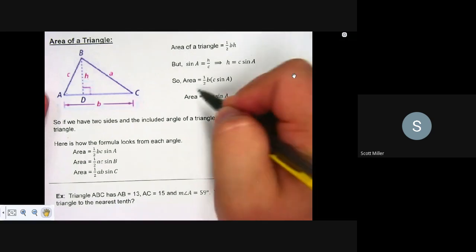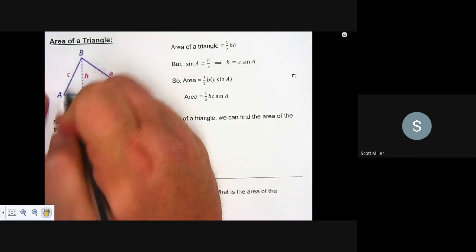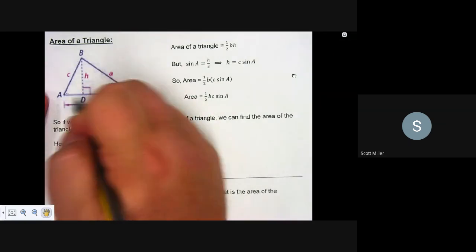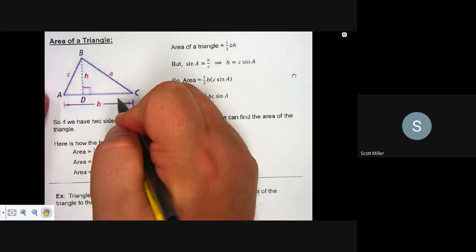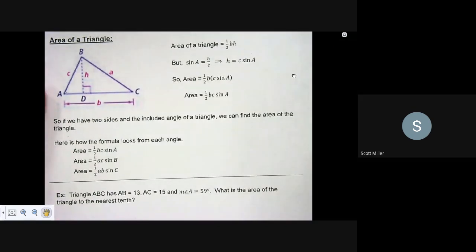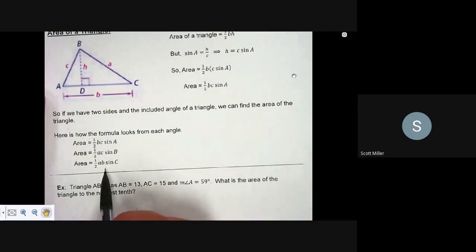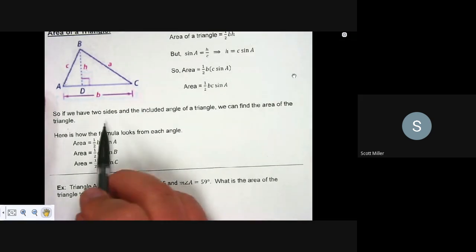And this equation allows me to find the area of a triangle if I know an angle and the two adjacent sides to that angle. And so that is an alternate method for finding the area of a triangle. And here it is from each of the three angles, how you would do it. It's basically using the side angle side technique.